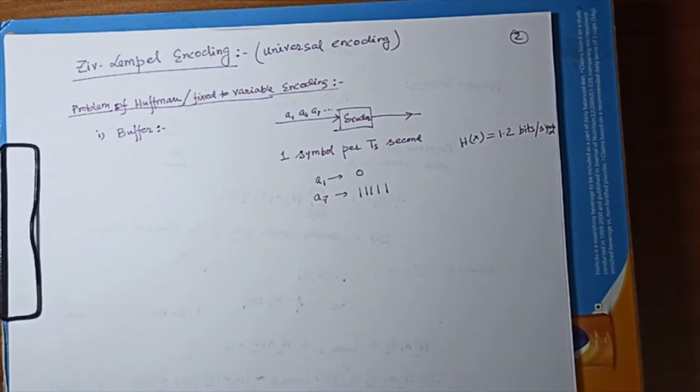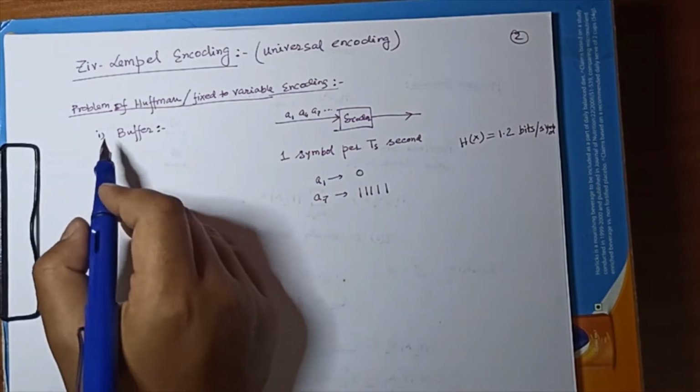So that is one problem of this Huffman or fixed to variable encoding, where for every fixed symbol you are assigning a variable length code. It will be better if we can encode using some kind of fixed length code. So that will be much better. However, can we use our information theoretic results for generating such a code? So this was one of the objectives of going towards universal encoding, but this is not the main one.